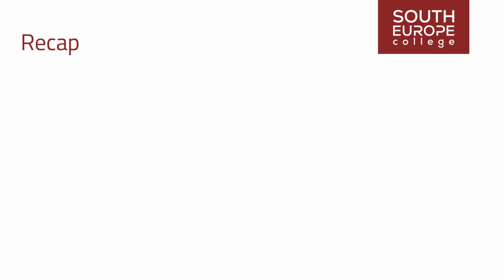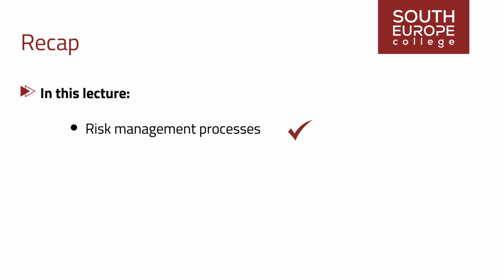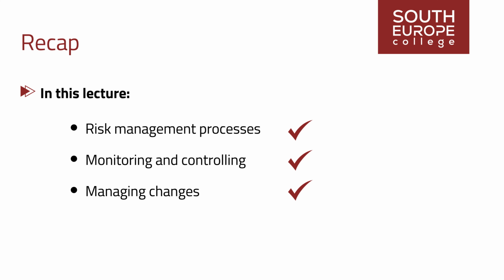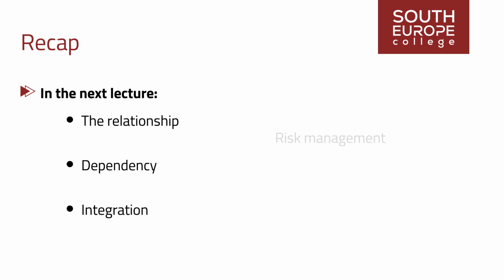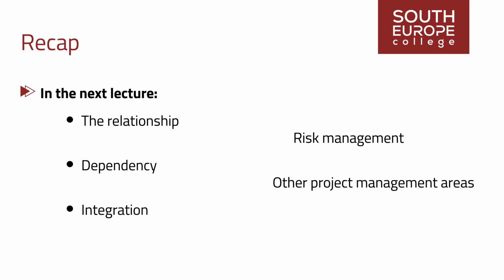activities. In this lecture, we have covered risk management processes performed during project execution and monitoring and controlling, which are implementing risk responses and monitoring risks. We reviewed managing changes based on risk response adjustments and different tools and techniques for managing risks. In the next lecture, we will discuss the relationship, dependency, and integration between risk management and other project management areas.